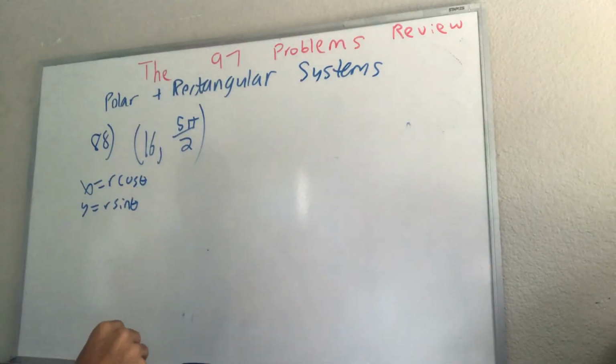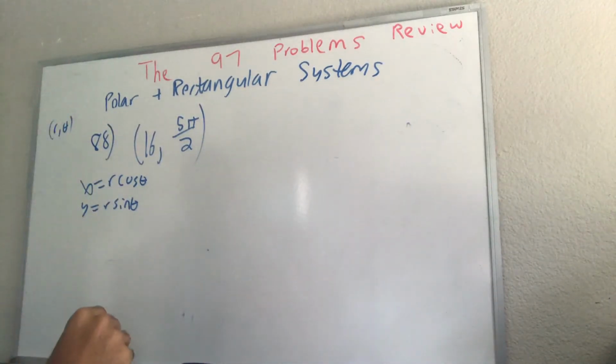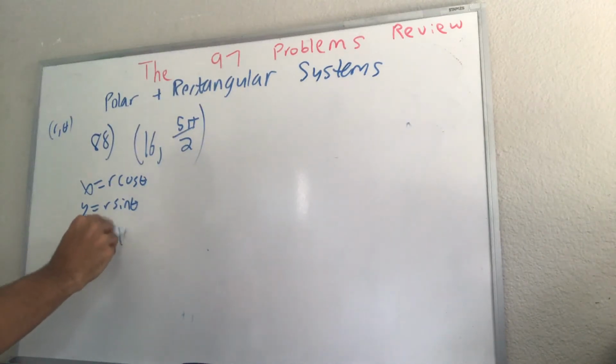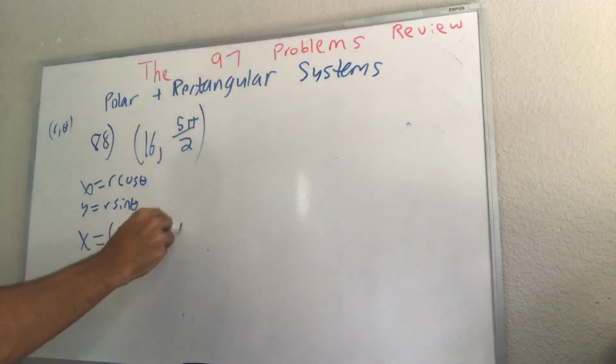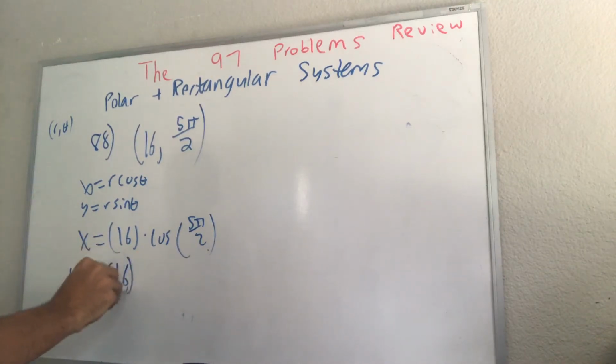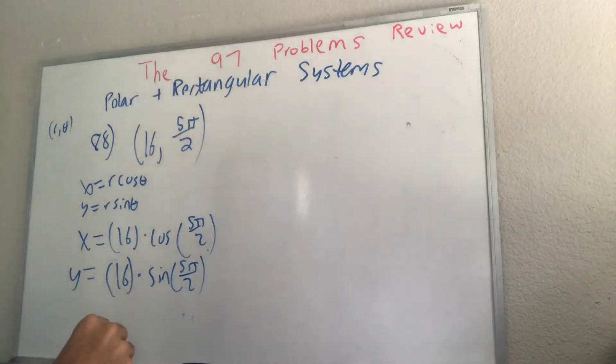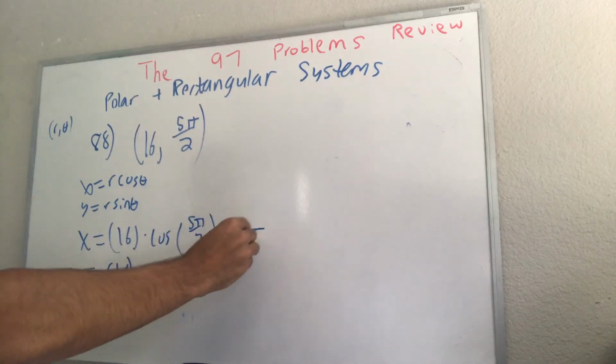So let's think about this. We obviously know the radius here, because this is in the form r comma theta. So x is equal to 16 times cosine of 5 pi over 2, and y is equal to 16 times sine of 5 pi over 2. Cosine of 5 pi over 2: well, 4 pi over 2 is 1 revolution, that's 2 pi. So now we want to go pi over 2 more. So this is really cosine of pi over 2, which is 0. Therefore x is equal to 0.